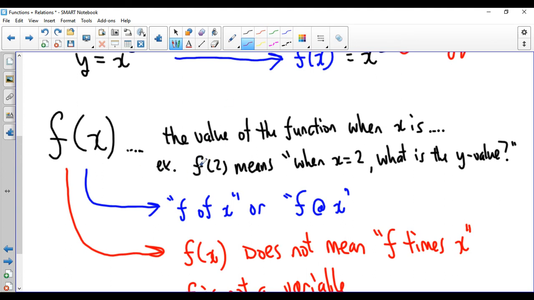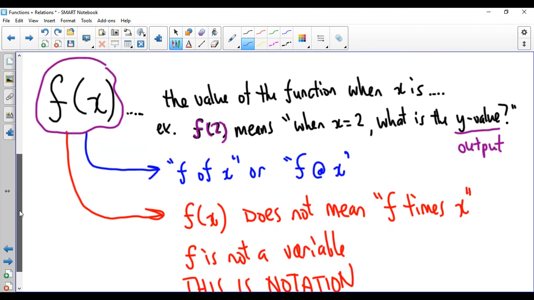So if you look down here where I have this f bracket 2, what does it mean? Well, it says when x equals 2, what is the y value? Now remember, when I say the y value, that's the same thing as what is the output? Now, how do I say it? When you listen to the lessons in class, you'll probably hear me say f of x or f at x. So that's how we say this notation. Okay, f of x or f at x.